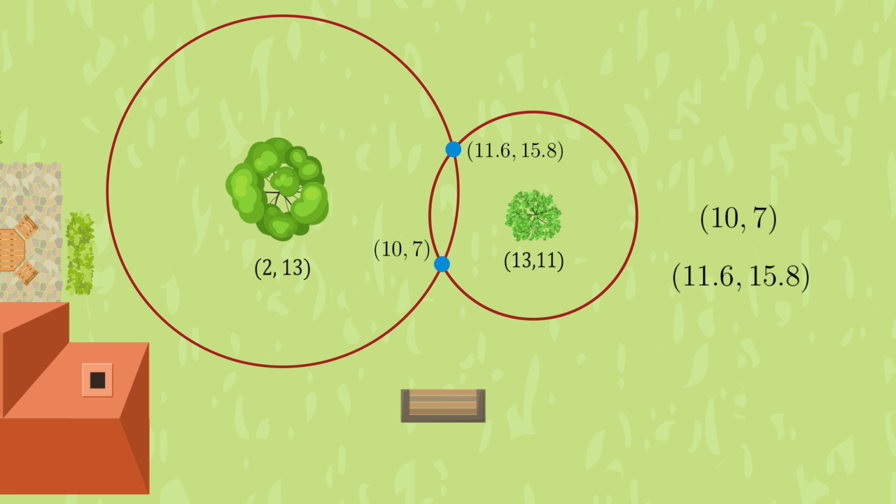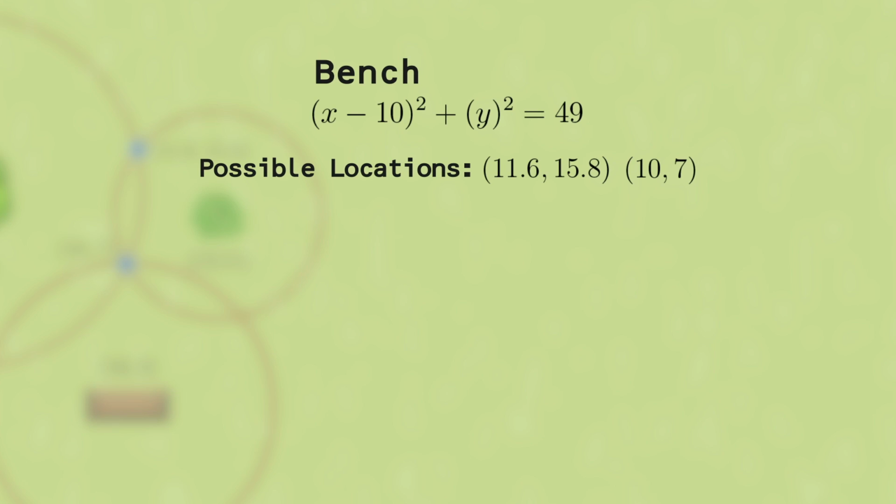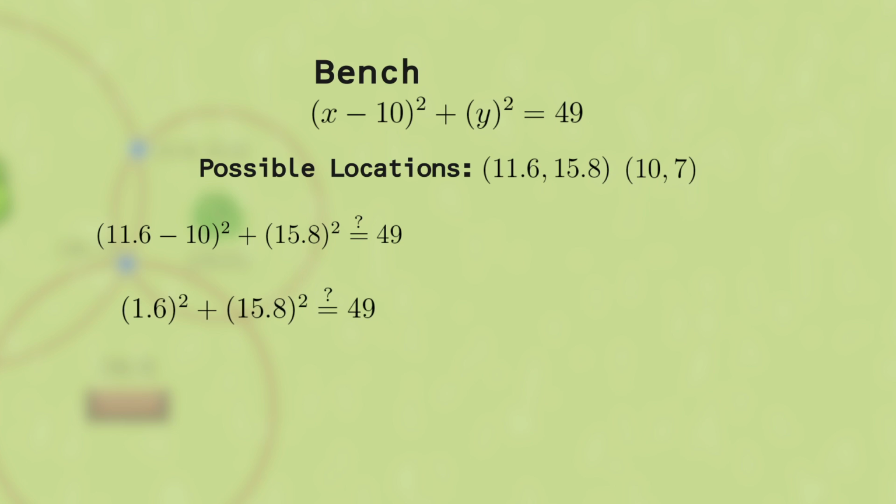Let's say the third landmark is the bench, located at 10, 0, and the sensor tells us it is 7 meters away. We can simply substitute in both numbers to see which one works. If we substitute in 11.6, 15.8, we would see that we get 252.2, which does not equal 49. Therefore, our robot can't be at that location.